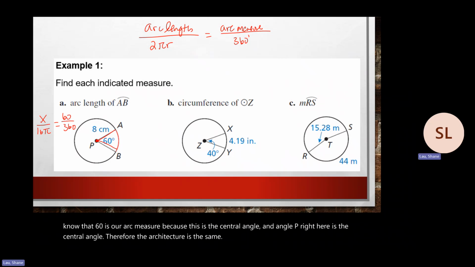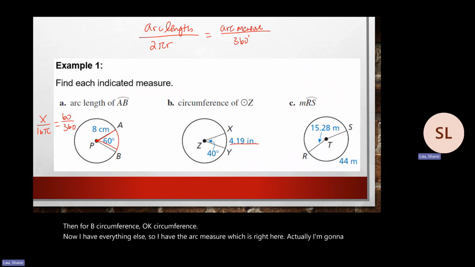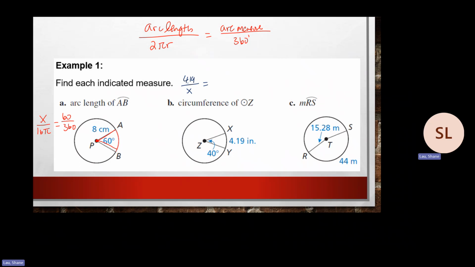Then for B, circumference. Okay, circumference. Now I have everything else. So I have the arc measure, which is right here. Actually, I'm going to take a different hint to this, just so we can see the different problems. I have my arc length. I have 4.19 over my unknown, which is my x, equal to my arc measure over 360.